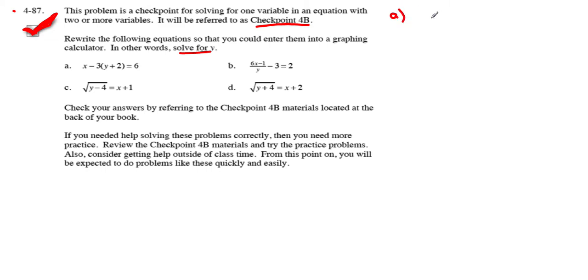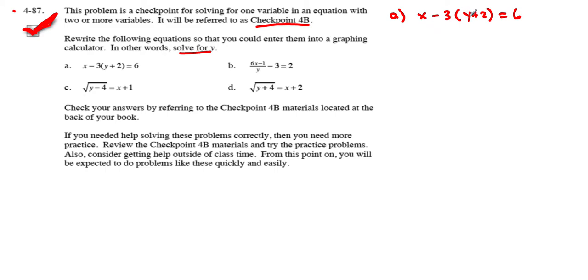Letter A. We have x minus 3 times the quantity of y plus 2 is equal to 6. So we want to get y by itself. So right now y is trapped inside these grouping symbols, so let's get the grouping symbols alone by themselves first by getting rid of everything over here.